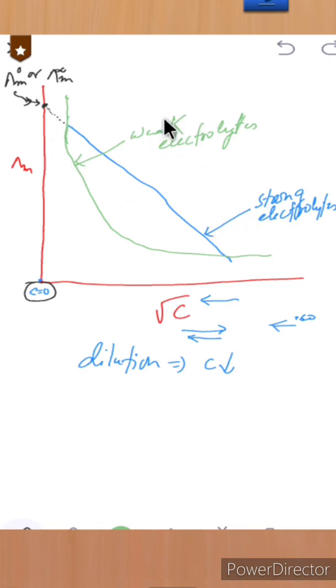Now in case of weak electrolyte, the variation of lambda m and under root c is like this curve. So we cannot determine the value of lambda m naught for weak electrolytes, but there is a way to calculate lambda m naught or lambda m infinity for weak electrolytes. That is, there is a law called Kohlrausch's law that will be explained in the next video.